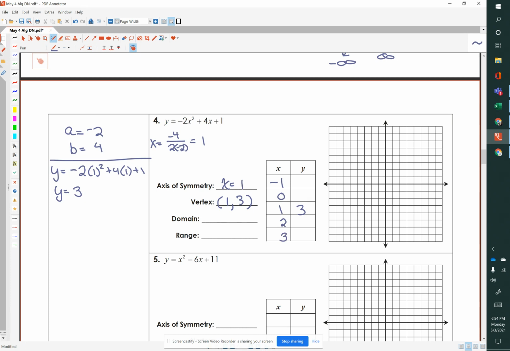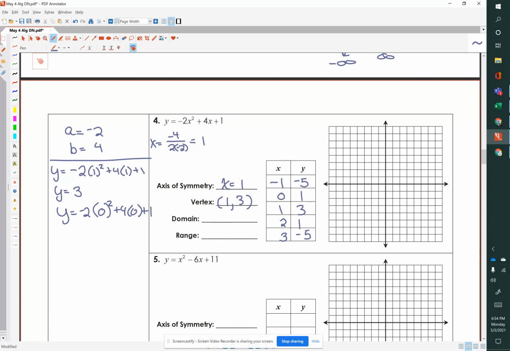So when we substitute y equals -2 times 0 squared plus 4 times 0 plus 1, that's easy to see that we get a 1. When we substitute -1, the value of the function is -5. When we substitute a 2, the value of the function is 1. And when we substitute a 3, the value of the function is again -5.